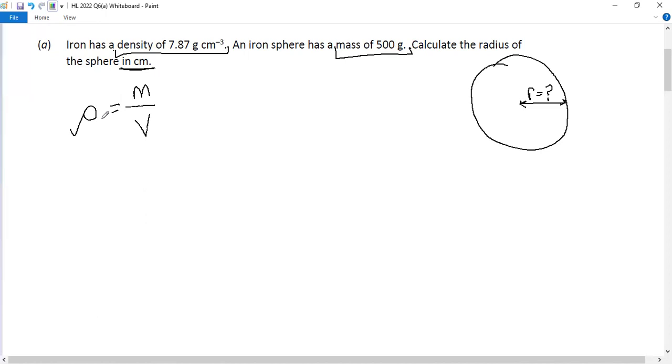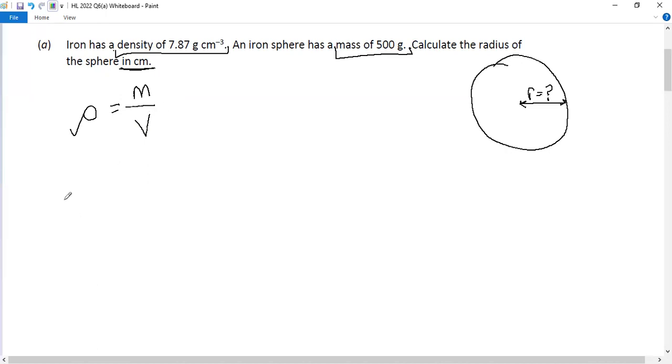So here's the formula that we're going to use. We've got density equals mass over volume. Now, in a second, you might realize that radius isn't there, okay? But what we need to do is work out the volume of the sphere, and then from the volume we get the radius, okay? If you spotted that this year during the exam, you were sorted. If you didn't, you might have got stuck.